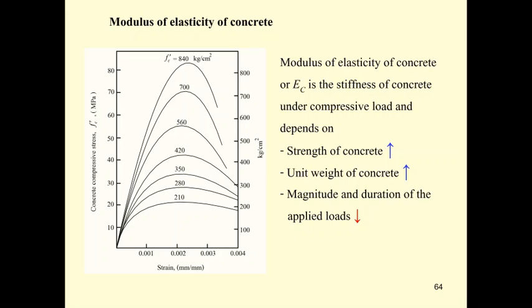Next, we're talking about the modulus of elasticity of the concrete. If you recall, the steel also has a modulus of elasticity, which is stress divided by strain. The steel has a constant E for any kind of steel. That means the modulus of elasticity of the steel is always constant. But the concrete is not like that.